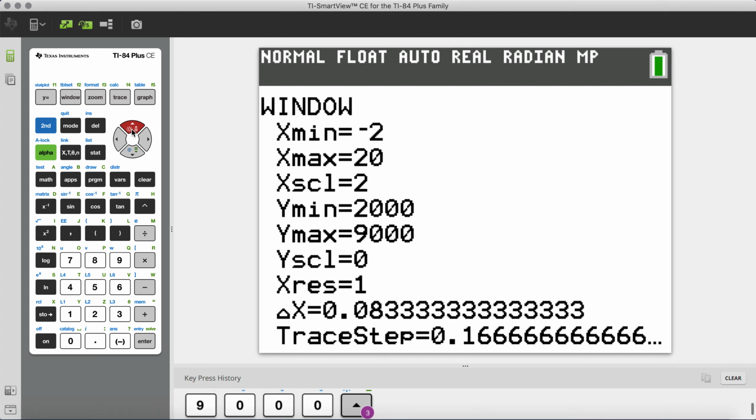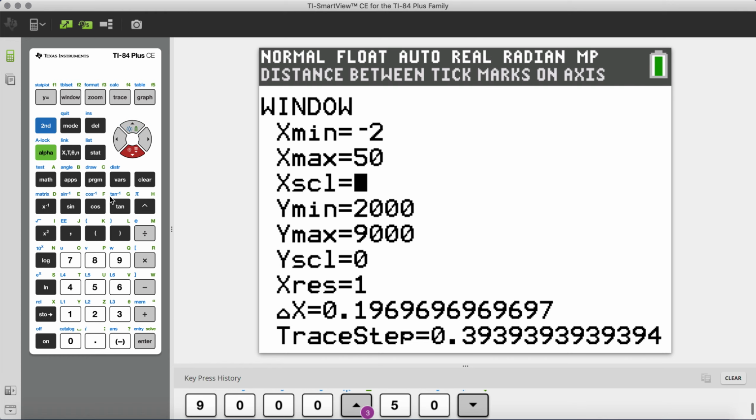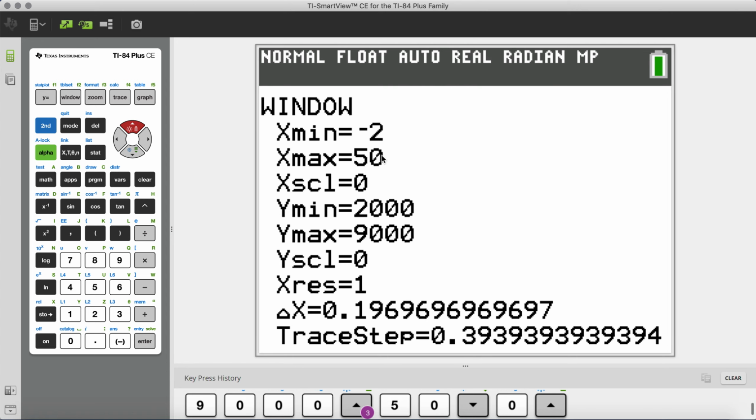4,000 was at 17, so our x max is going to have to go out pretty far. I'm going to say 50 years. Again, total random guess. I'm going to turn off my x scale so I'm not looking at it anymore. No more tick marks on my x. But the 50, that's a total guess. I'm just saying it's probably going to go out pretty far because at 17 we were only at 4,000. We need to double that. So now let's graph it.